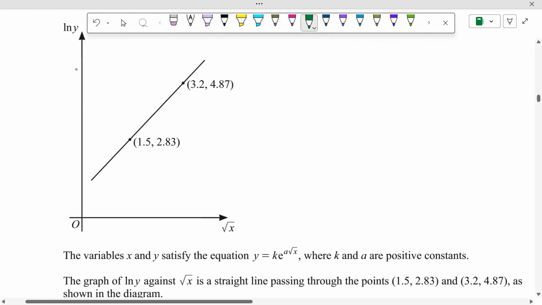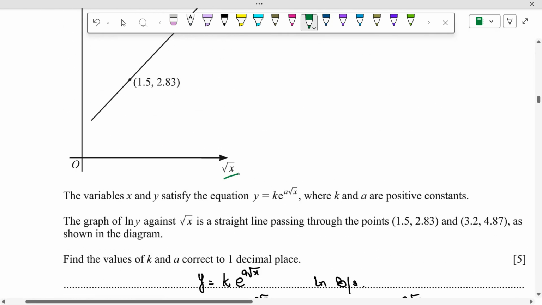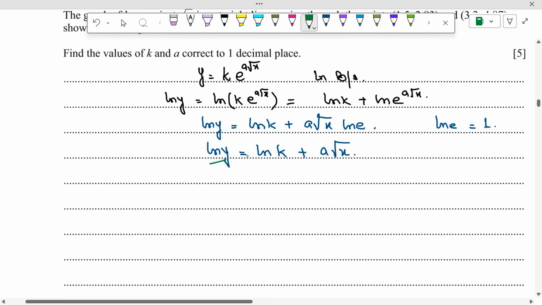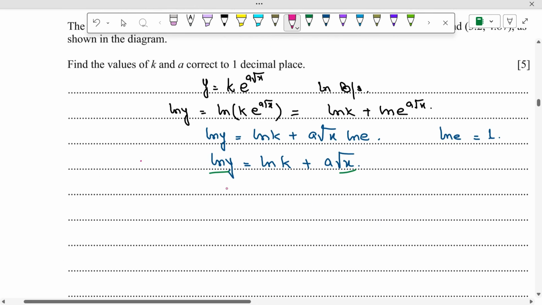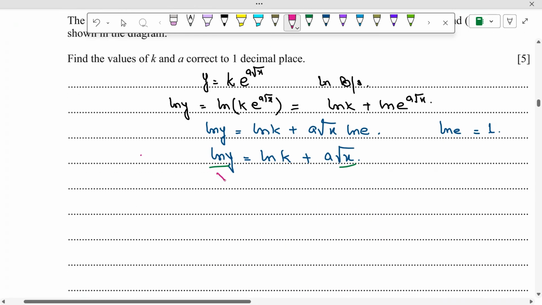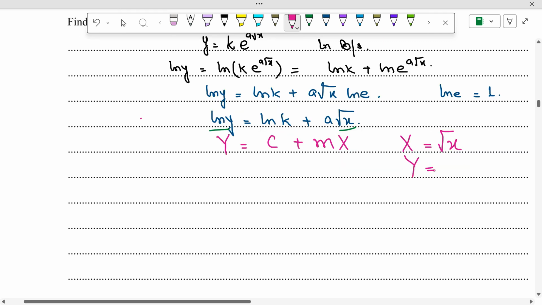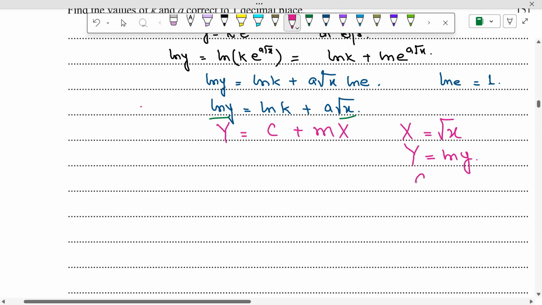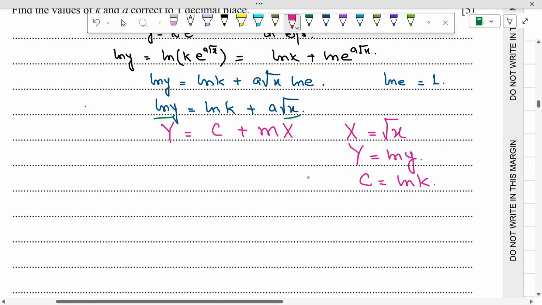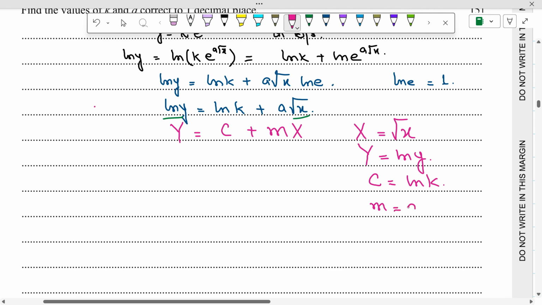So we can see that this one is ln y and this one is root x. Comparing this equation with the equation of a line, y equals c plus mx, you can see that x is root x, y is ln y, c is ln k, and the gradient m is equal to a.